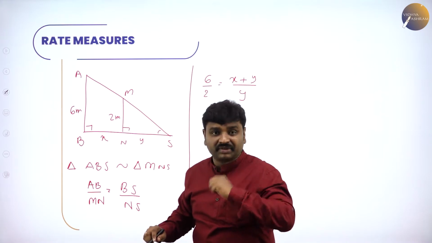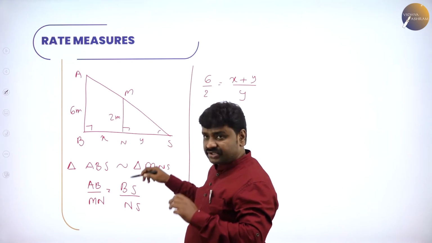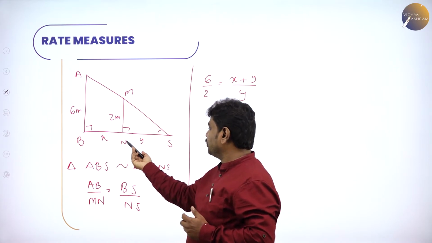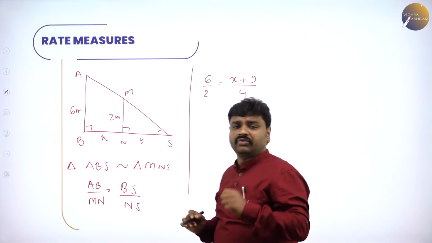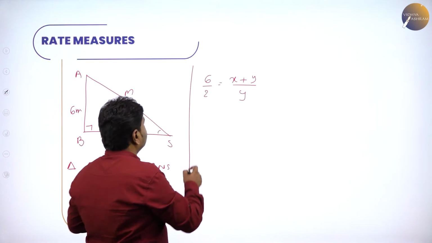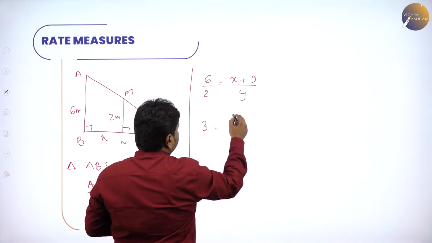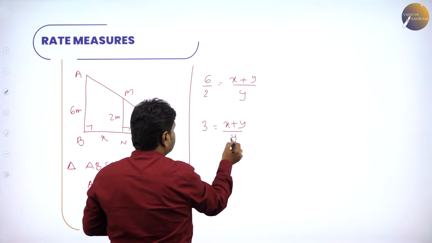If two triangles are similar, sides are proportional. Vertical by vertical, meaning AB by MN, is equal to horizontal by horizontal, or base by base. The base is BS, and the base for the second triangle is NS. Create this equation and solve for Y. Simplify this. You can divide, 2 ones are 2, 3 ones are 3, this will become 3, and I can further split this as X plus Y by Y, and cross multiply.